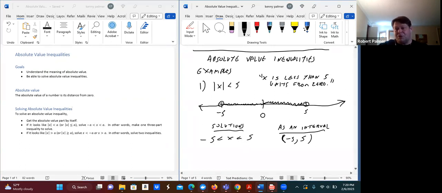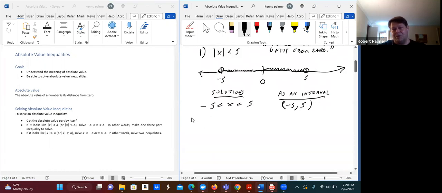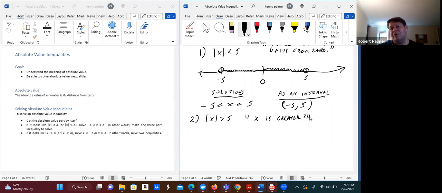Now, what if instead we used a greater than? Let's take a look at that. And I think I can squeeze that in right here. So if we had the absolute value of x is greater than 5, this would say that x is more than 5 units from 0. So x is greater than 5 units from 0. Okay, let's think about where that's true on our number line.